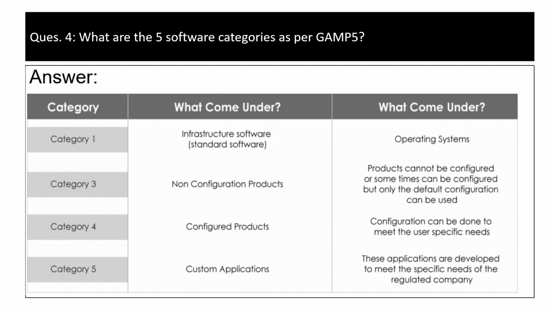Question number 4, what are the software categories as per GAMP 5? The answer: categories 1, 3, 4 and 5. Category 1 is called infrastructure software or standard software, for example operating systems. Category 3 is non-configured products, which cannot be configured or sometimes can be configured but only the default configuration can be used. Category 4 is called configured products, where configuration can be done to meet user-specific needs. Category 5 is called custom applications, which are developed to meet the specific needs of the regulated company.